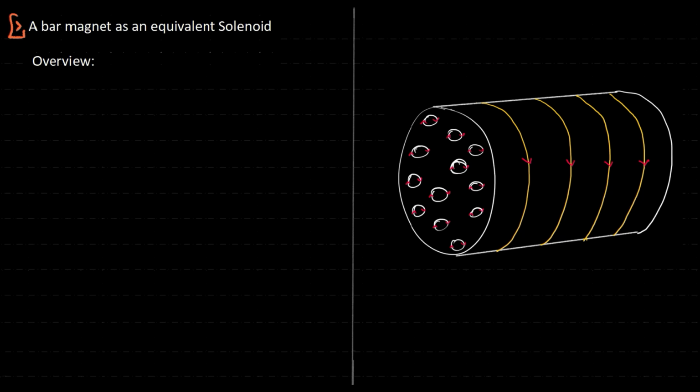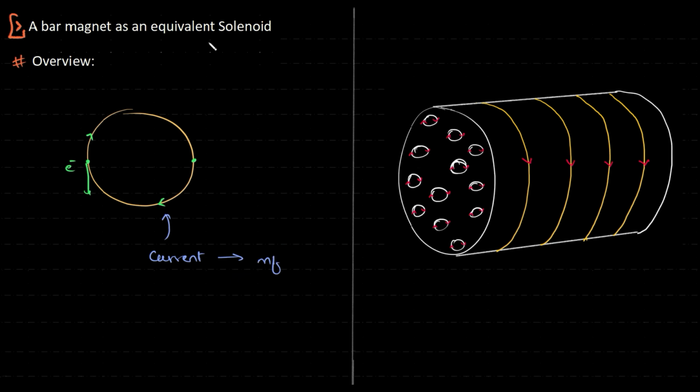Now we're looking at how a bar magnet can be told to be an equivalent solenoid. Quite simple actually. We saw the idea of a current loop, and we saw that if we take an electron moving around a circle, it acts like a current loop. So this is nothing but a current loop, which will be in the opposite direction. So this is your current, and we know that current produces a magnetic field.